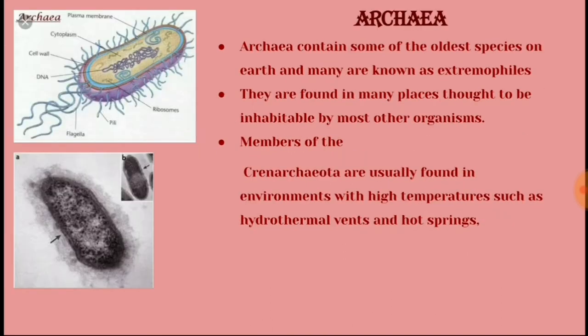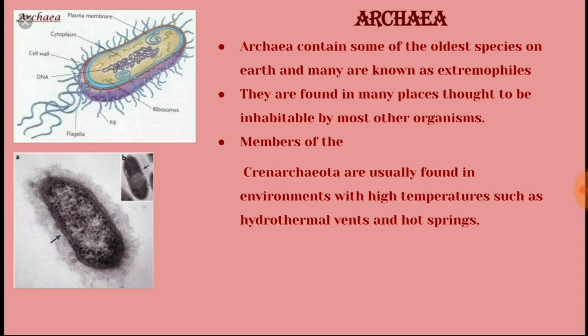Archaea contains some of the oldest species on Earth. They are also known as extremophiles because they can withstand extreme environmental conditions. They're found in many places thought to be inhabitable by most other organisms. So this archaea can be classified based on environment or food source into Crenarchaeota, which is found in environments with high temperatures such as hydrothermal vents and hot springs, and Euryarchaeota, which is organisms that grow in high salt environments.